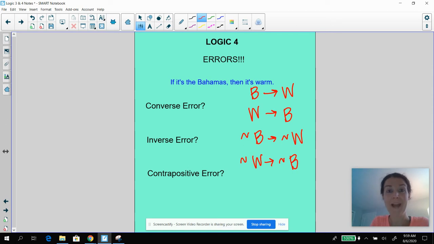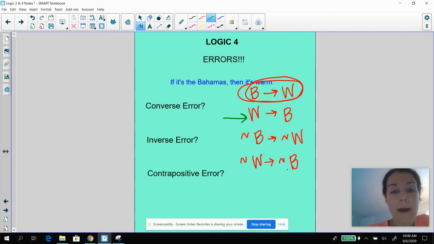So what do you think here? I know this initial conditional statement is true, but do I have a converse error? So if it's warm, then it's the Bahamas. What do you think? This is absolutely false, right? So I could be in so many different places. And whenever you think about something that proves that this is wrong, that this is a converse error, we talk about a counterexample. So a counterexample is something that proves that there is a converse error.